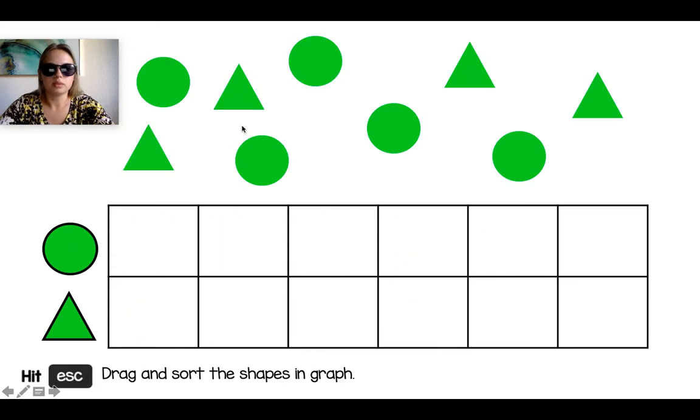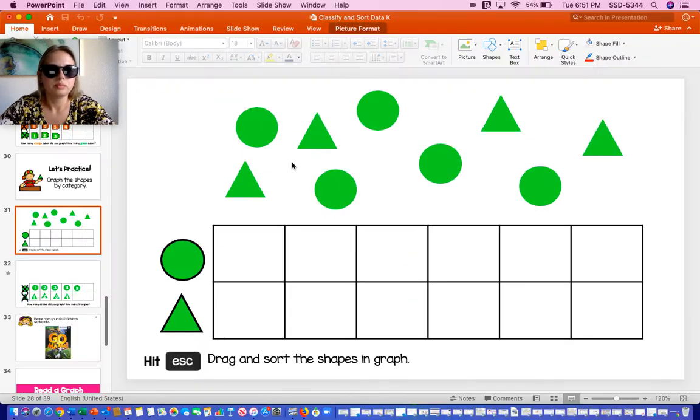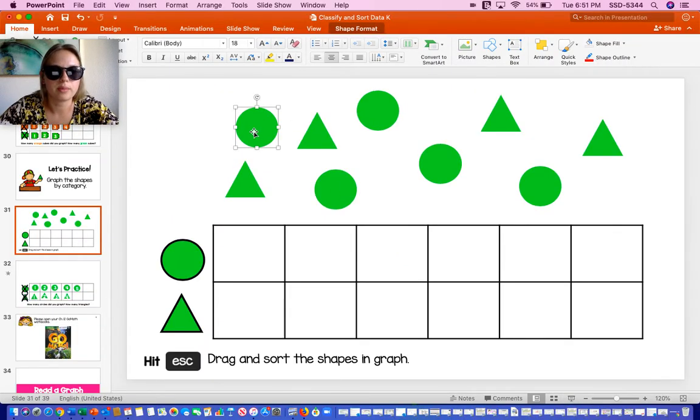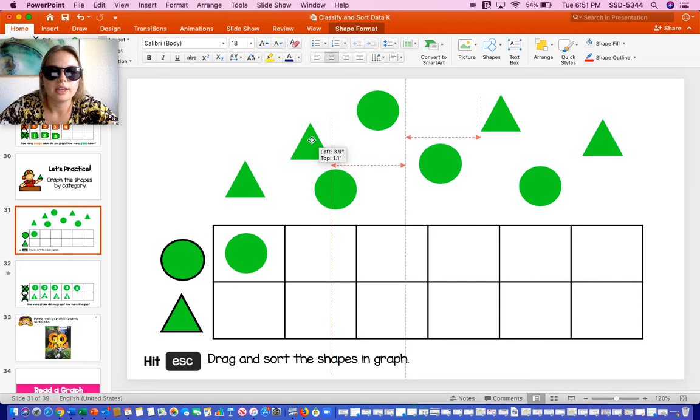So I'm going to drag my shapes and organize them or sort them in the graph. So I have a circle. Ready? I'm going to drag it. Should I put the circle on the top row or the bottom row? On the top row, right? Because it's telling me that the circles go on the top and the triangles go on the bottom. What about the triangle? Oh, that goes with the triangles.